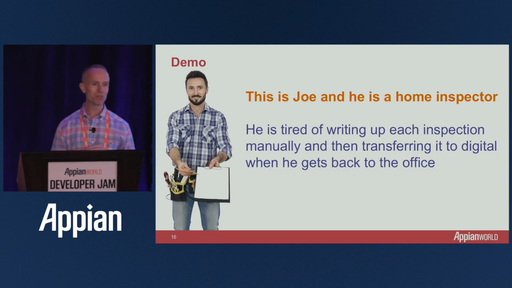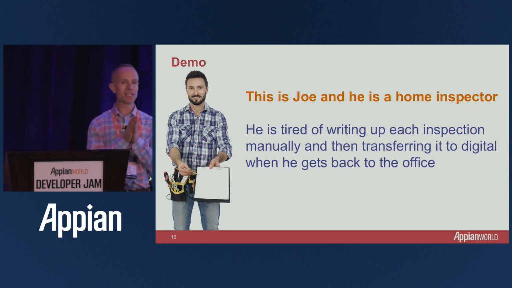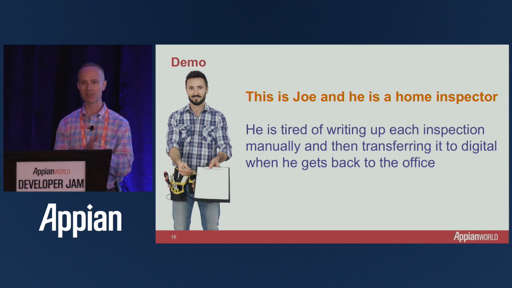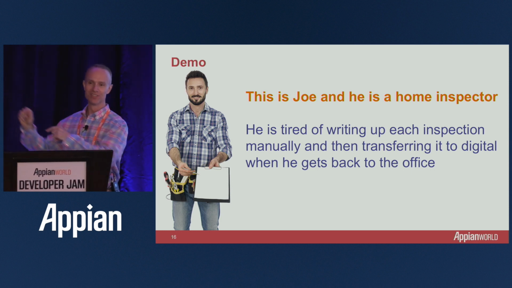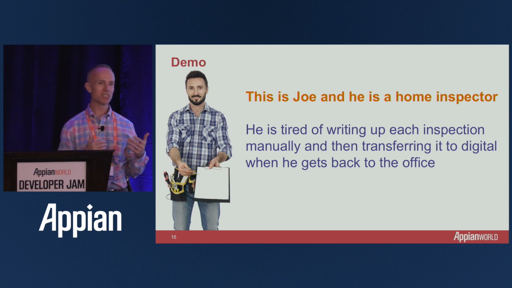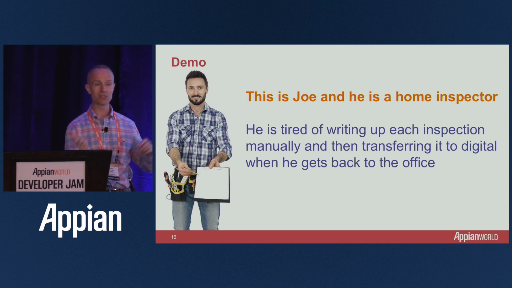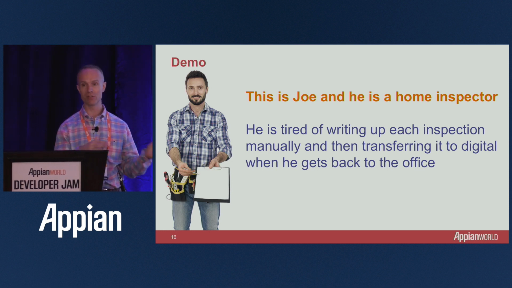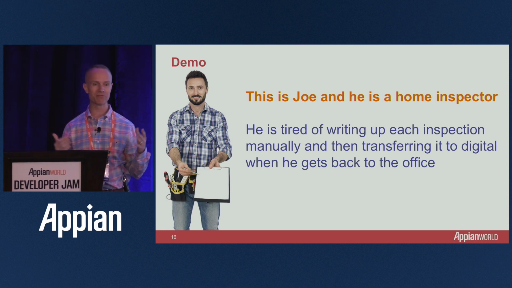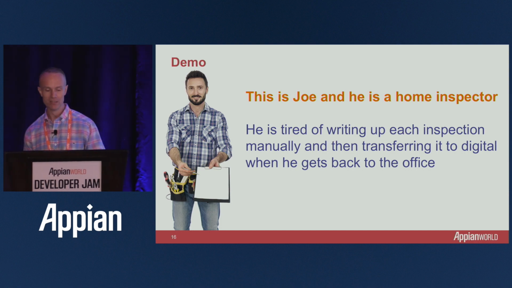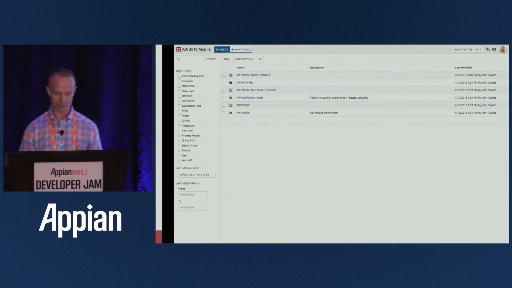All right, so what we're going to do is take a scenario. Joe is a home inspector. I'm Joe. And Joe's basically going out to homes and he's writing up these home inspections manually. Then he's going back to his office and having to convert it over to digital. So really inefficient, really time consuming. So we're going to try to help Joe out.